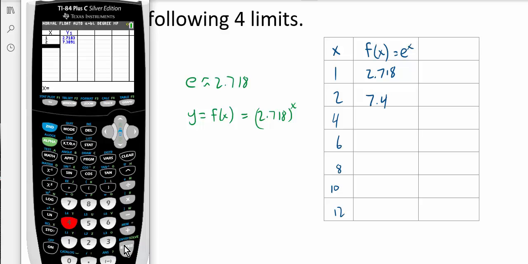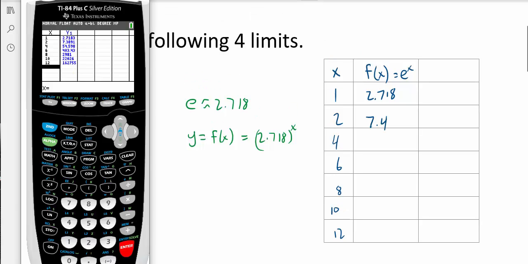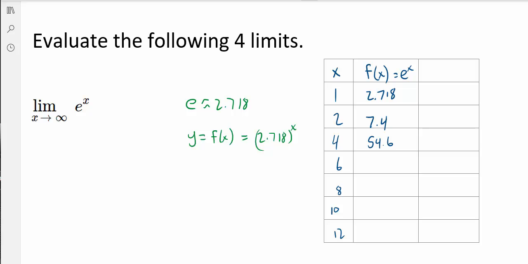Let me type in the rest, 4, 6, and as you can see, as I plug in successively larger and larger values of x, my function values are getting very, very large. They go from 7.4 to about 54.6, then roughly just 403, 2981, etc.